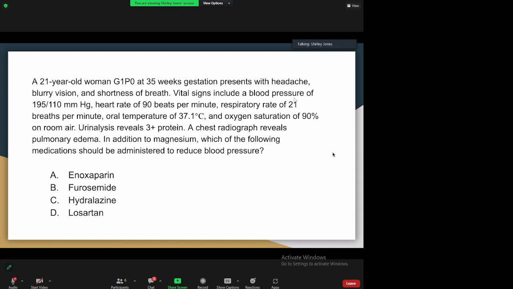A 21-year-old woman, G1, P0, at 35 weeks gestation, presents with headache, blurry vision, and shortness of breath. Vital signs include a blood pressure of 195 over 110, heart rate of 90, respiratory rate 21, temperature normal, and oxygen saturation 90%. Urinalysis reveals 3+ protein. A chest x-ray reveals pulmonary edema. In addition to magnesium, which of the following medications should be administered to reduce blood pressure?